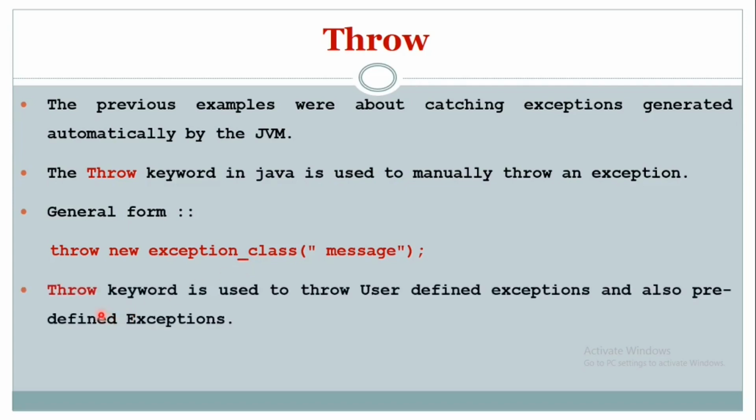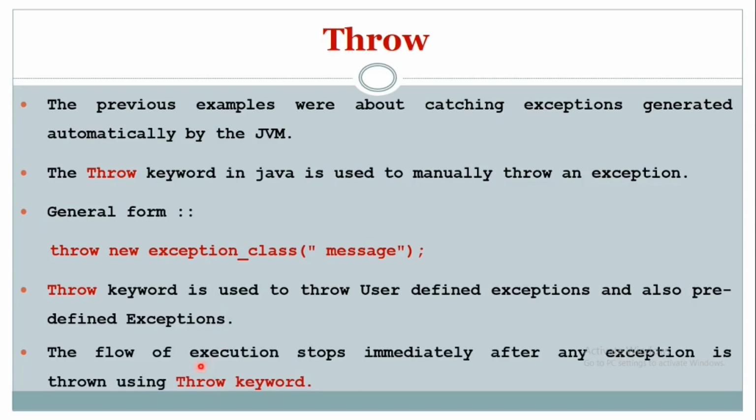The throw keyword is used to throw user-defined exceptions and predefined exceptions as well. The flow of execution stops immediately after any exception is thrown using the throw keyword. Just as when the Java Virtual Machine throws an exception the program gets terminated, the same way, when a programmer manually throws an exception, the program gets terminated. However, if it is handled, then the rest of the code will be executed.